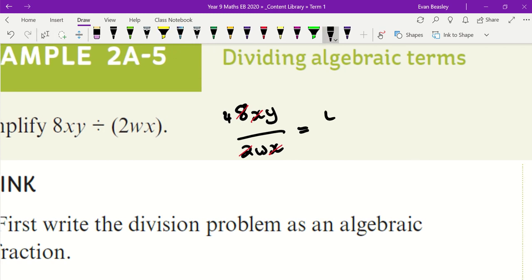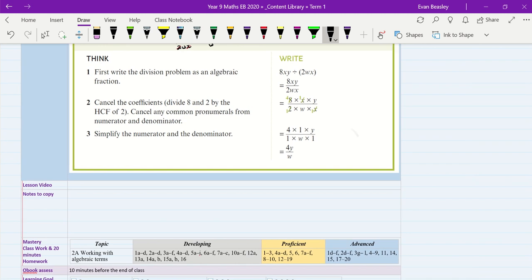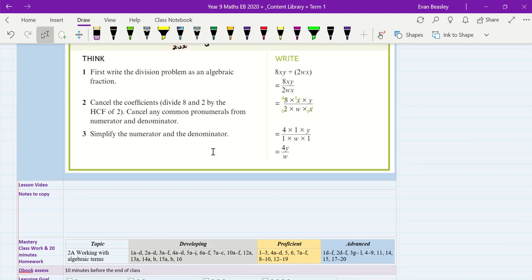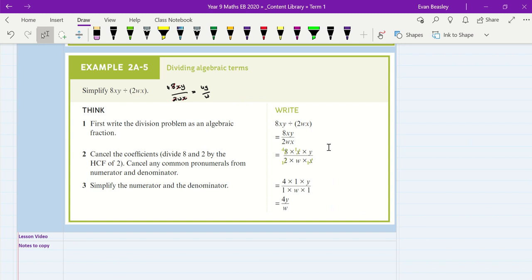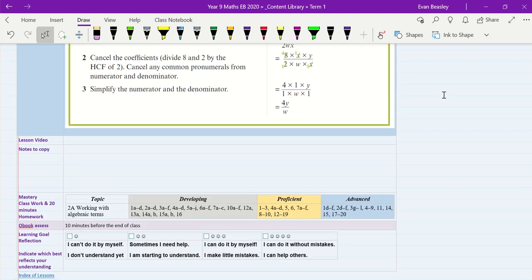Now I'm just going to rewrite this in its simplified form. I'll just get you to copy my working there, please, and then go on to the mastery exercises for the lesson.